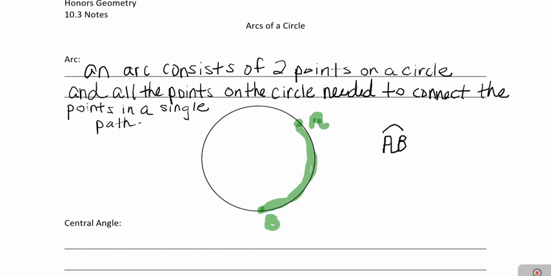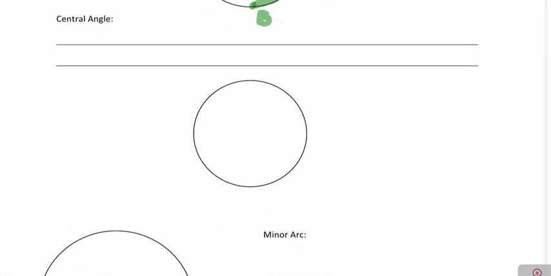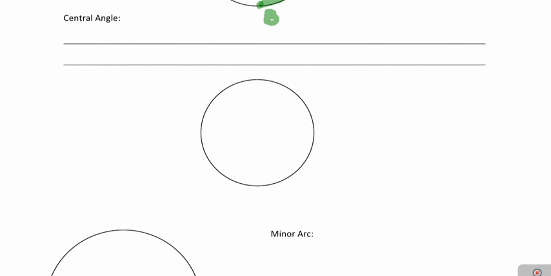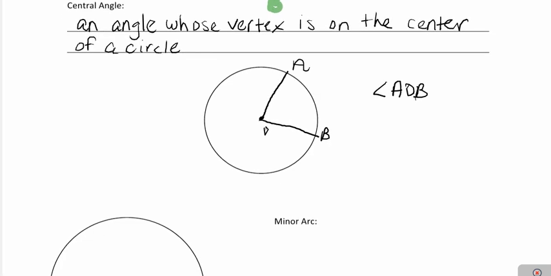Our next new vocabulary word is called a central angle. A central angle is an angle whose vertex is on the center of a circle. So let's just say the center point is point O. One example of a central angle would look something like this. So this would be an example of central angle AOB or BOA. So just remember, a central angle has its vertex on the center point of the circle.